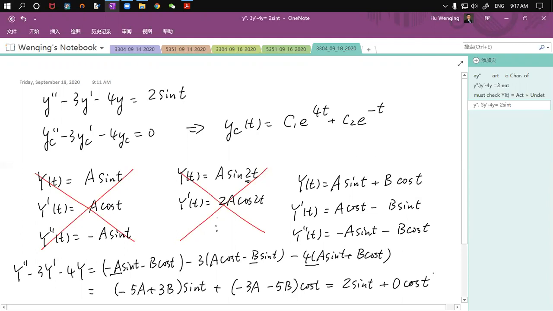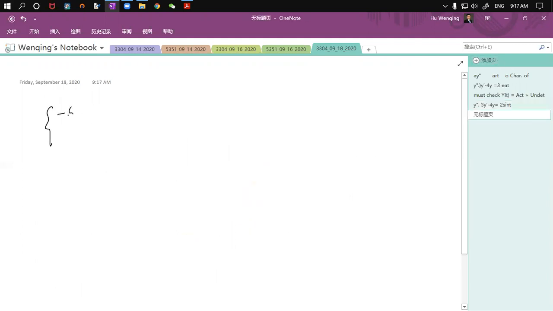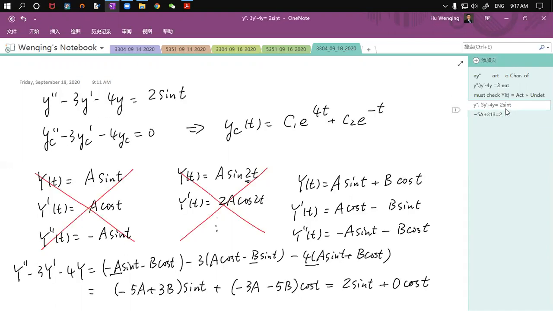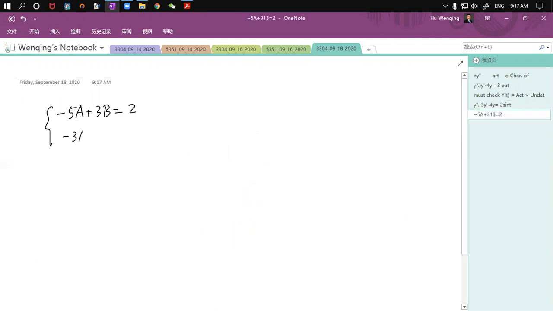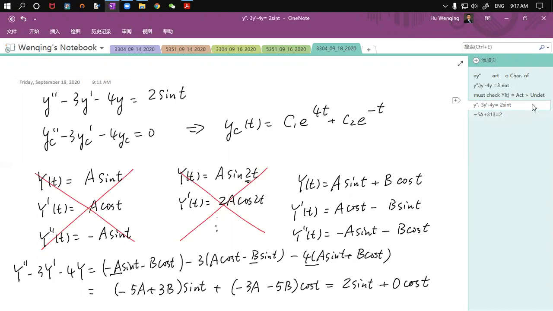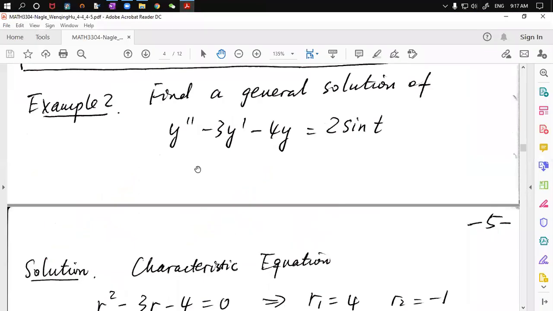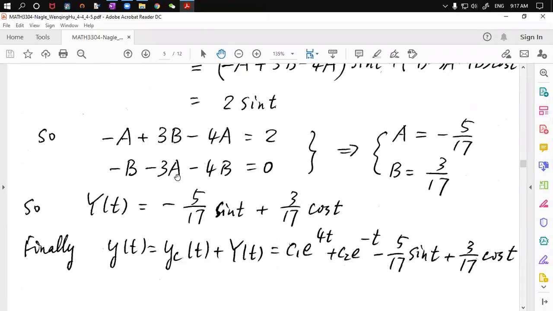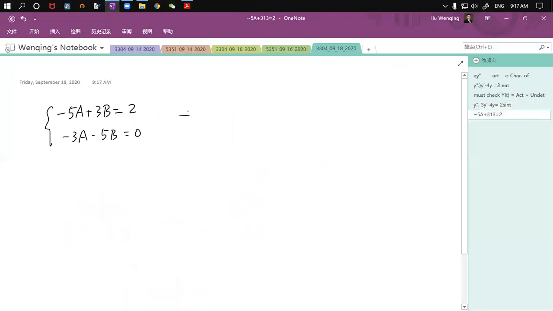Is that good, family? So you get some relations between a and b. It basically says minus 5a plus 3b is equal to 2, and minus 3a minus 5b is equal to 0. That's going to give us a solution where a is equal to minus 5 over 17, b is 3 over 17. So you can solve for it. That's the way you find its solution.